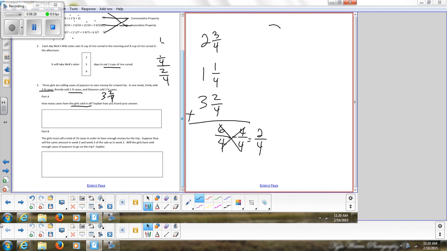I understand, but what do I do with this? It's got to go someplace. Oh, put the one all the way up. Thank you. Okay, now I add these together. 2, 3, 4, 5, 6, 7. Okay, so the answer for the first part is 7 2/4.